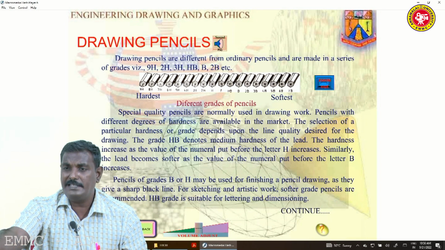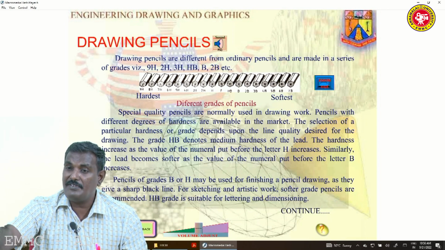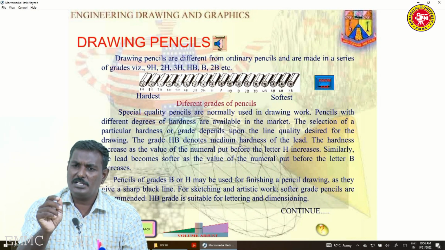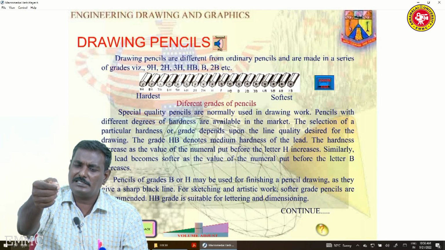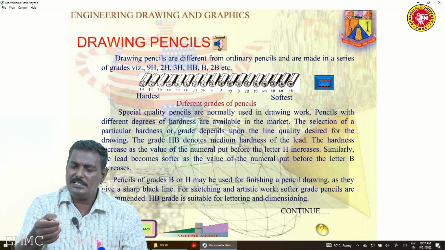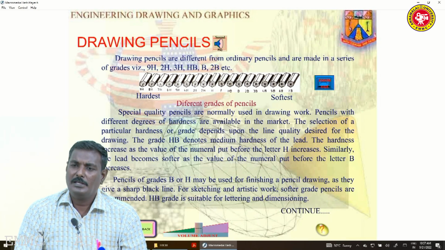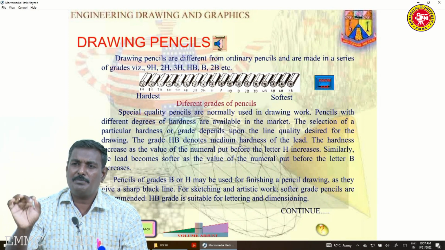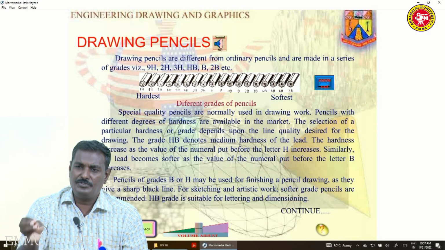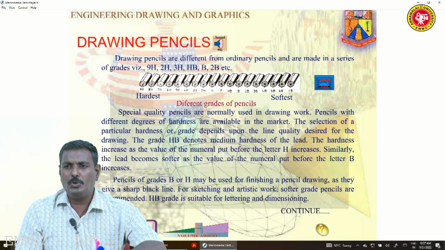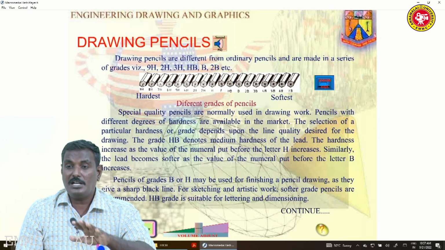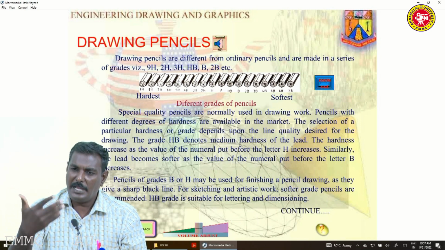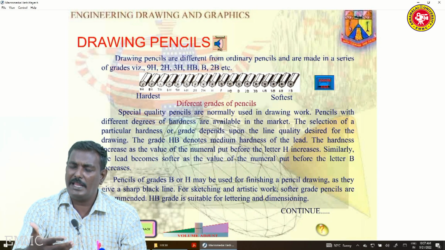But the right hand side, the softest, is 7B. 7B means it transfers very easily, because the carbon particle is black. If you touch and slightly draw a line, the carbon easily transfers onto the paper. But if you use the softest pencil, it takes some care. Otherwise, after a few seconds or minutes, if you place your hands or other instruments, that will make black shades. Those black shades damage or spoil your entire drawing.